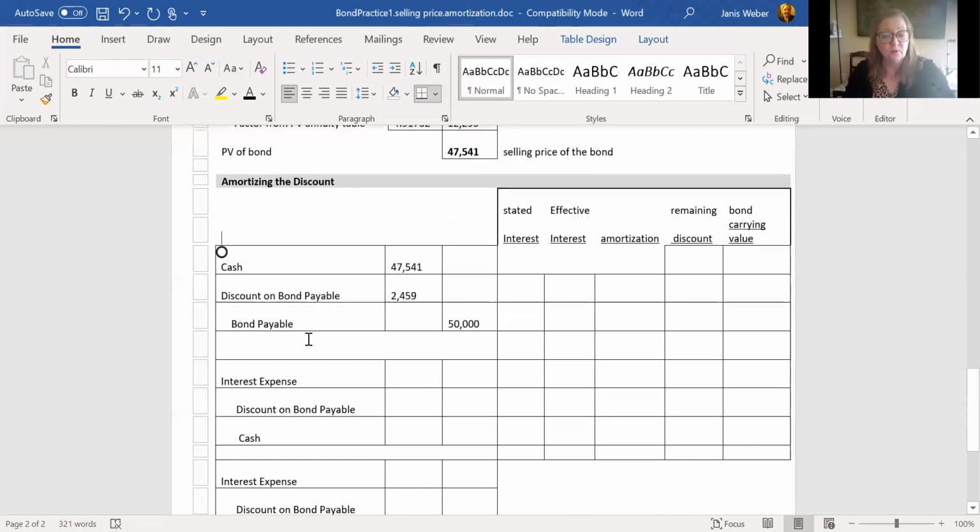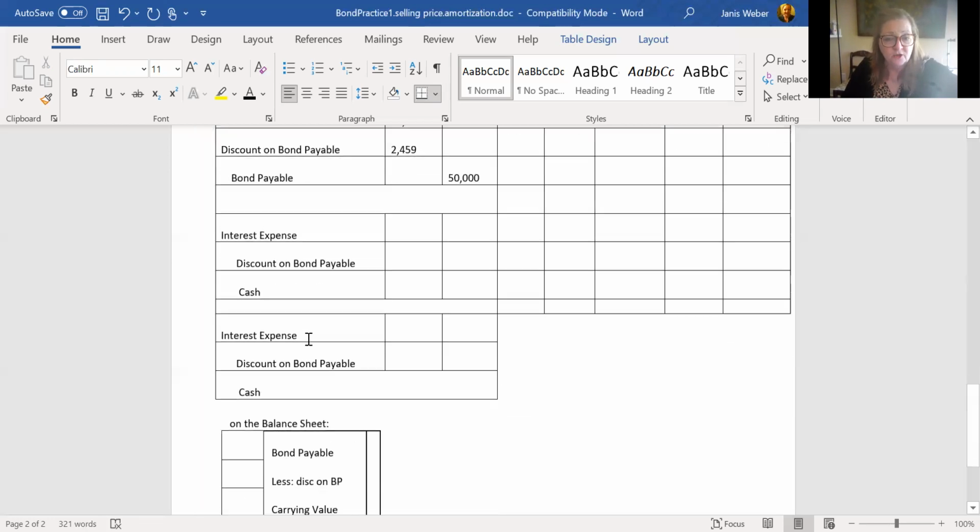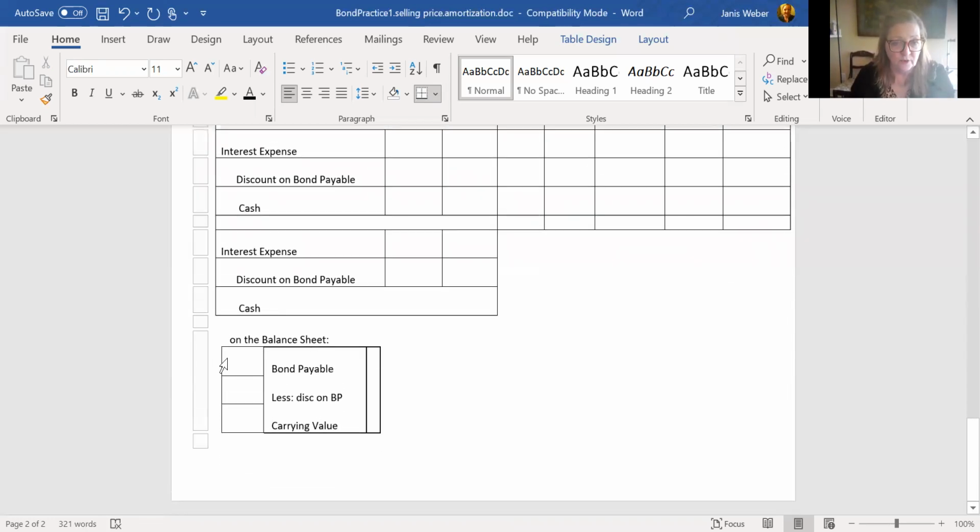Okay, so that's the entry we would have made when we first issued the bond, debiting the cash for the amount that the bond sold for, crediting bond payable for the full amount, and then the difference is either a discount or a premium. If it's a debit, it's a discount. If it's a credit, it's a premium. So on the balance sheet, these three numbers initially would represent the carrying value of the bond. Bond payable 50,000, less discount on bond payable of 2,459, to bring us to a net carrying value for the bond, also known as the net book value of the bond, 47,541.